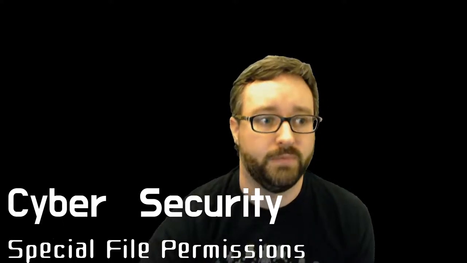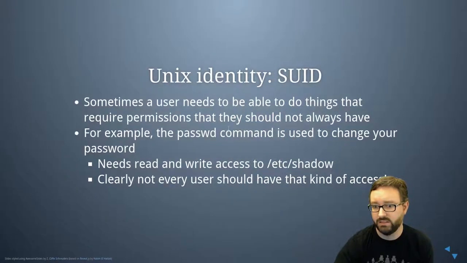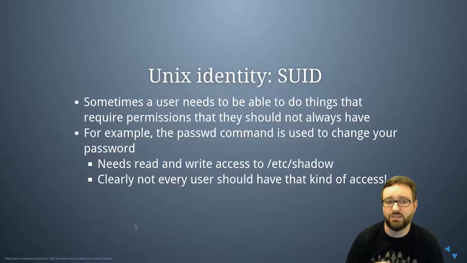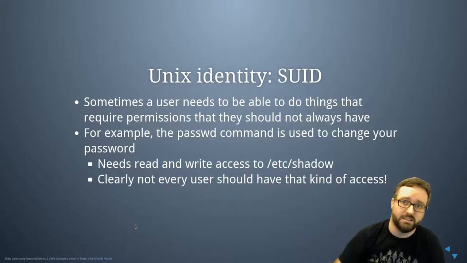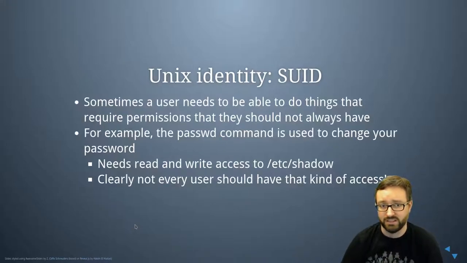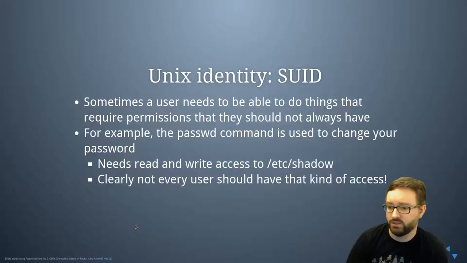So the example that I would like to start with is the password command. There are often times when you need permissions to do something that you shouldn't normally always have. If I want to change my password on a Linux system, that means I need to change what's in the shadow file, like my stored hash for the password. Obviously, as a normal user, I shouldn't be able to just look at what's in the shadow file, because then I'll see the hashes for all the users. I could start trying to crack all their passwords.